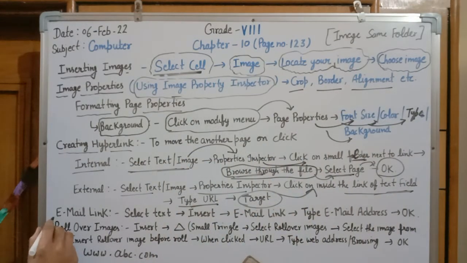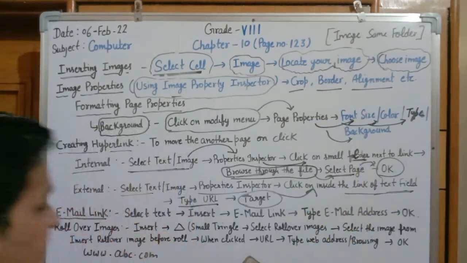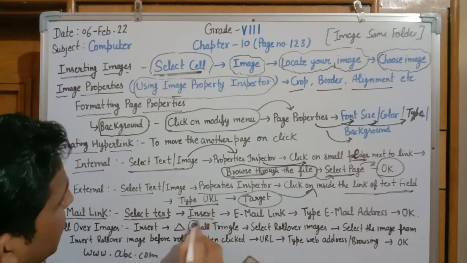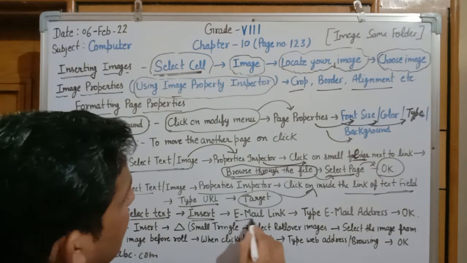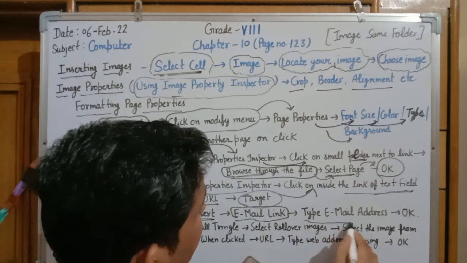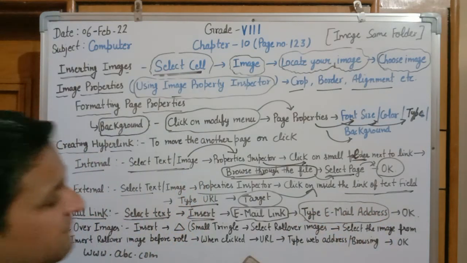Next concept is the email link. If you are creating a link with an email, on clicking, the email should appear. For that, select the text where you are creating the link and go to the insert option. In insert, select the email link. In the email link, you will type the email address which should be linked with this text, and after that press OK.